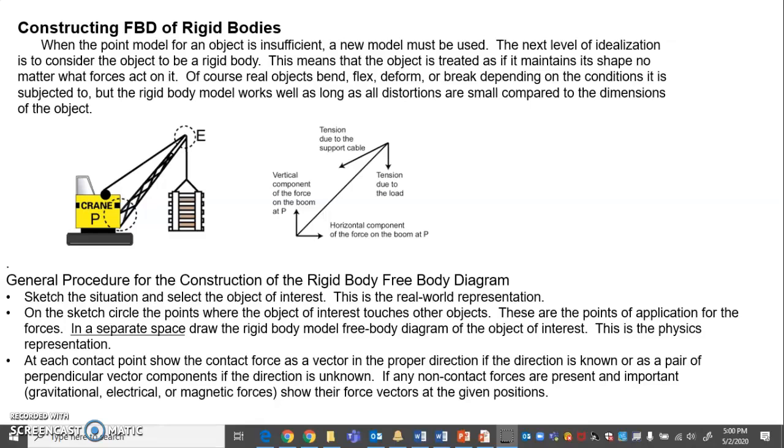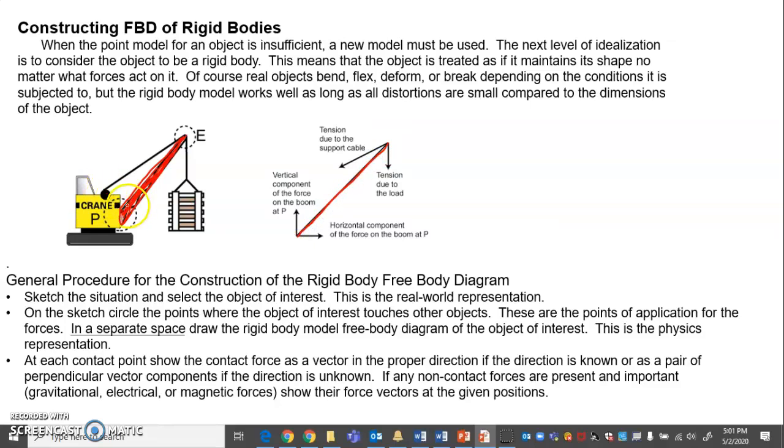So instead of representing the object as a point, we're going to represent the object as a rigid body. Could be a line or a rectangle or something to represent the shape of the object. In this case, we are analyzing this part of the crane here. It goes from here down here. So that part right there is what we're analyzing. That's our object of interest. And we're simplifying it and just representing it as a single line here.